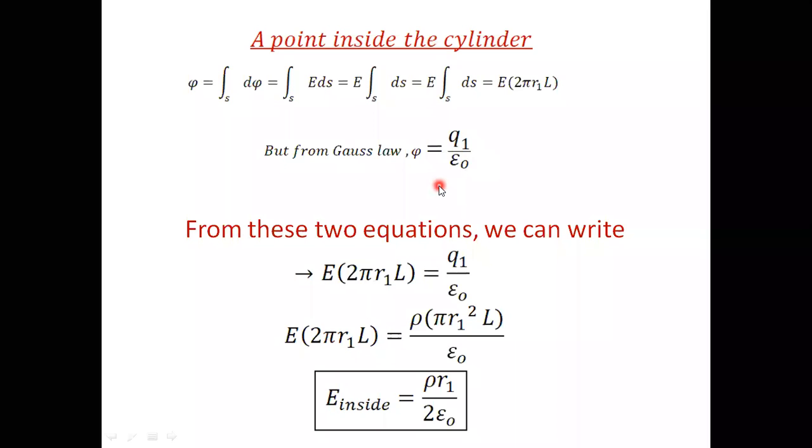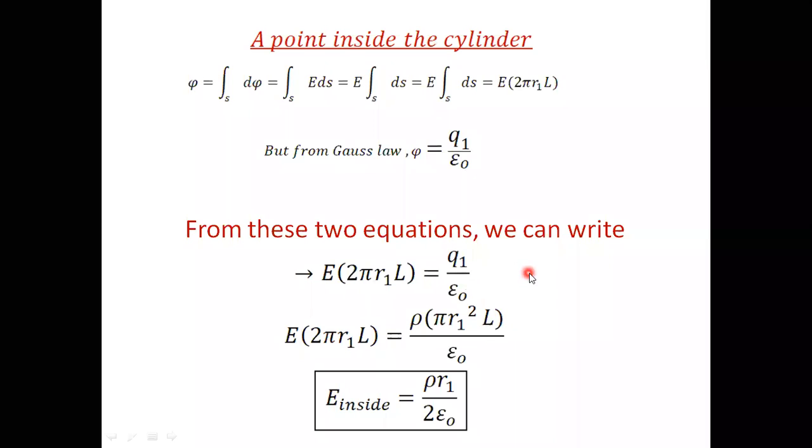Rho is nothing but charge by volume. So rho equal to charge Q1 by the volume of the inner cylinder, pi r1 square L. Now equating these two, we get E into 2 pi r1 L equal to Q1 by epsilon naught. On the right side we substitute Q1 equal to rho times volume, that is charge density into the volume of the inner cylinder, pi r1 square L.